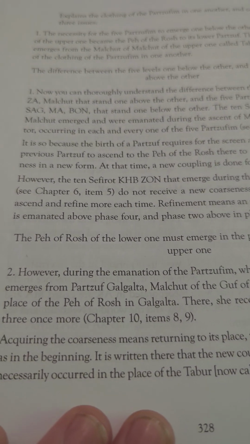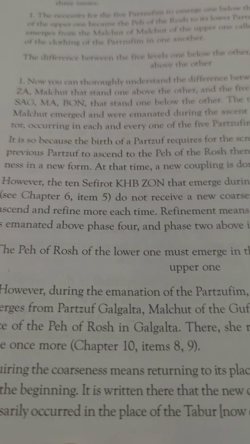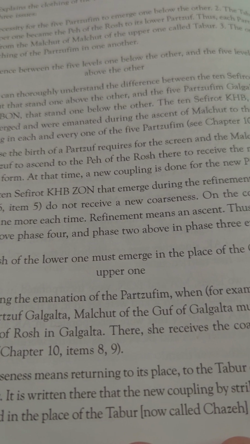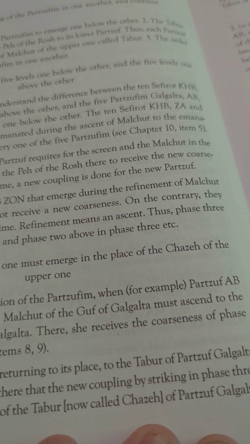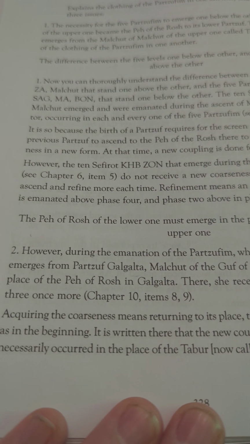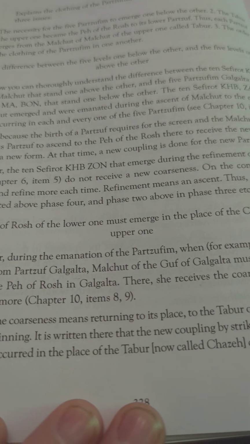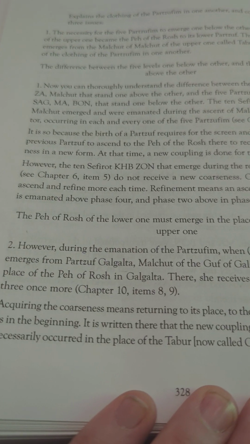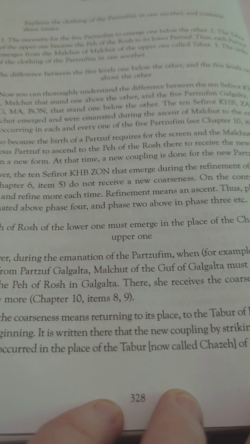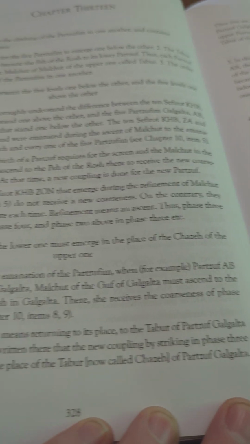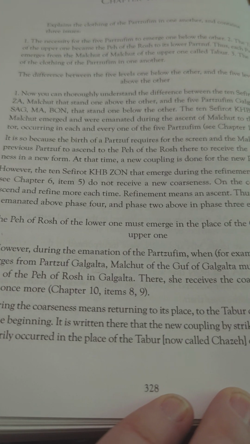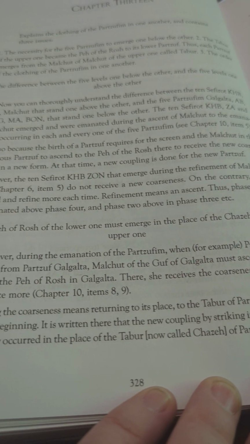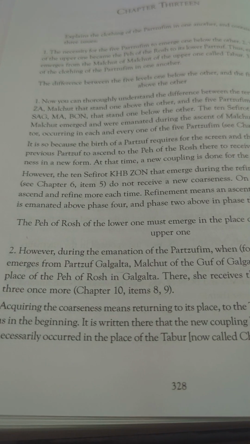And so I'm just going through this, and one step here says the pay of the Rosh of the lower one must emerge in the place of the chazay of the upper one. So it says in verse 2, however, during the emanation of the Partsufim, when, for example, Partsuf Ab emerges from Partsuf Golgotha, Malchut of the goof of Golgotha must ascend to the place of the pay of Rosh in Golgotha. There she receives the coarseness of the phase 3 once more.